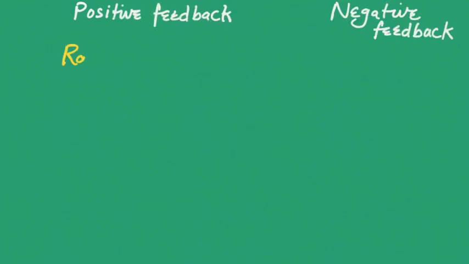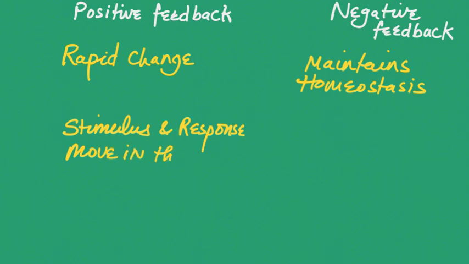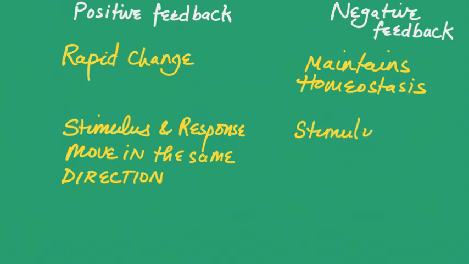Let's compare positive feedback and negative feedback loops. Positive feedback, the purpose of this is to bring about rapid change, and the purpose of negative feedback is to maintain homeostasis. In positive feedback, the stimulus and the response both move in the same direction. They move upwards, as we saw in the childbirth example. In negative feedback, the stimulus and the response move in opposite directions. When one goes up, the other goes down.